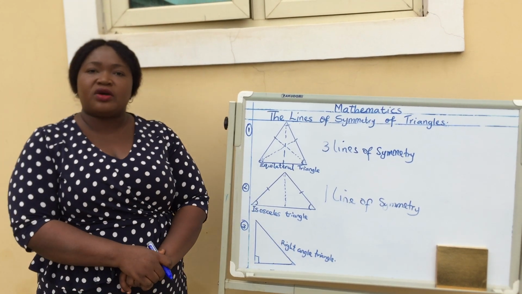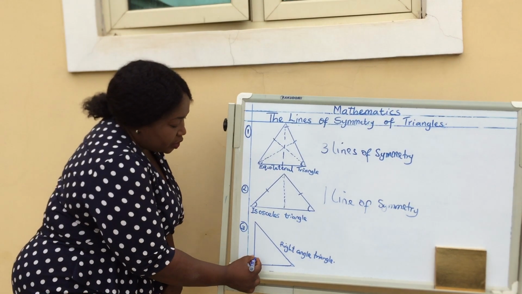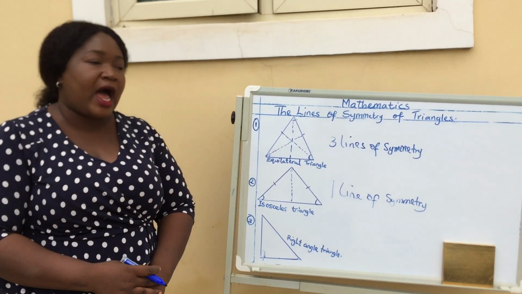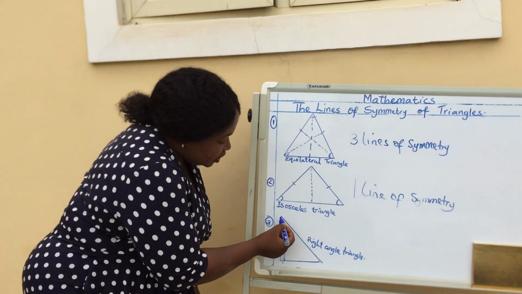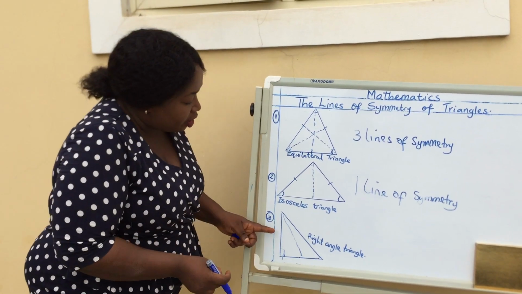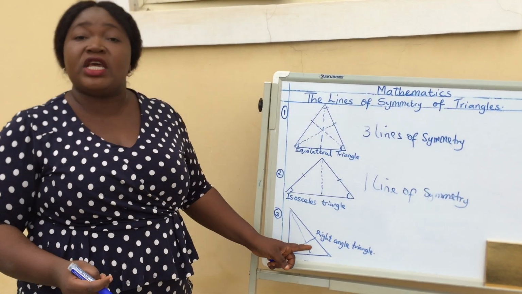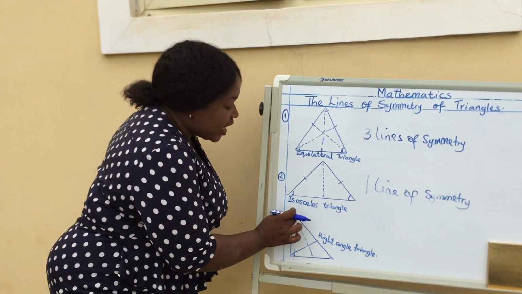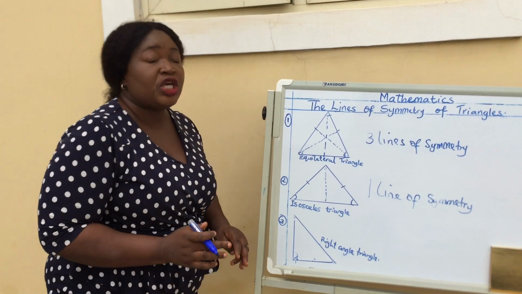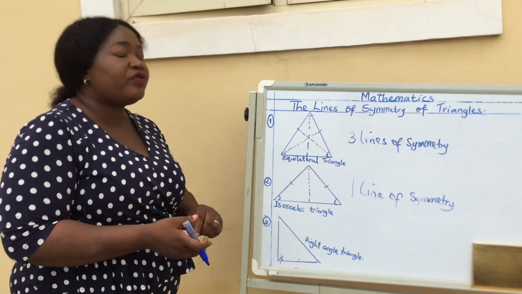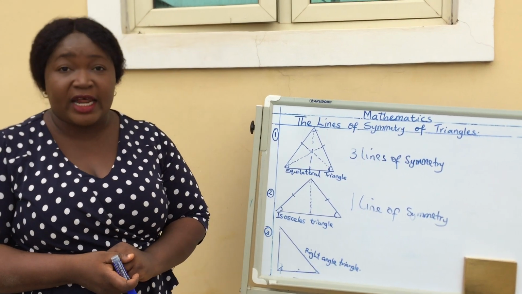A right angle triangle is a triangle that has a square angle. It has what? A square angle. It has no line of symmetry, because if you decide to fold it this way, you can never obtain any half. If you decide to fold it this way, you can never obtain any half. So that means it has no line of symmetry. It is just like that, and the angle of the right angle triangle is 90 degrees. Do we understand that? Good.